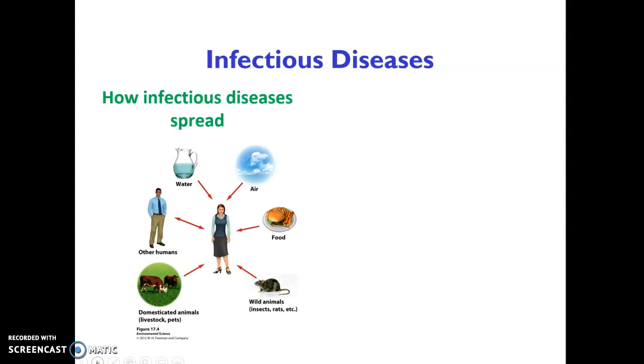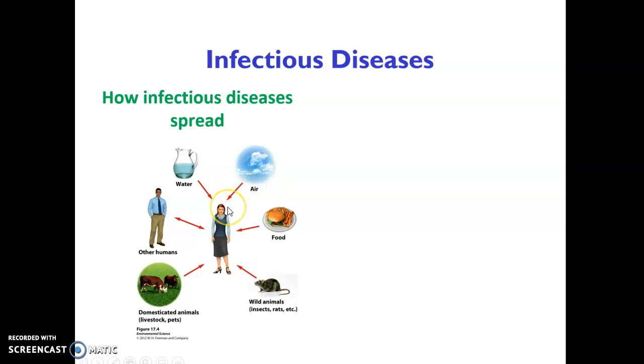So, we have here on the left how infectious diseases spread. And we have a person here, and you can see that she can get an infectious disease from another human. It may also come from domesticated animals, such as livestock and pets. And that is one of the ways, for example, that the avian flu began, with birds that were domesticated for livestock. You can see that disease can be transmitted from water, from drinking water.